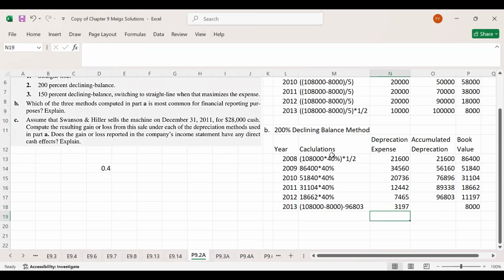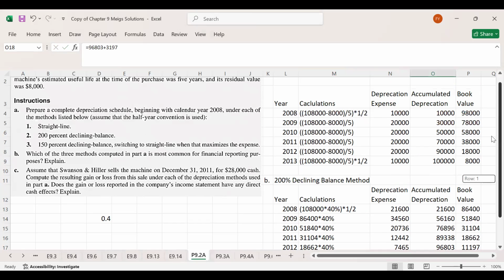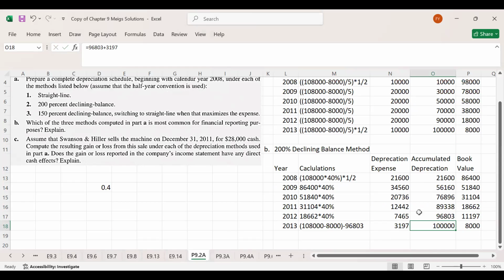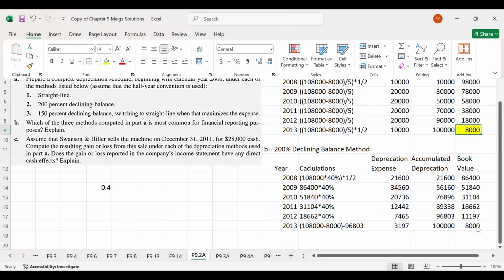here. So when you add the current depreciation in the previous one, which is 96,803 plus 3197, you can see the accumulated depreciation is similar to the depreciable cost, because the cost of the asset is 108,000. So when you deduct residual value from 108,000, then this is your accumulated depreciation, or in other words, this is depreciable cost. You get book value, remaining book value is 8,000. Like in this way, here you can see the remaining book value is 8,000, and here also we have remaining book value, which is 8,000.